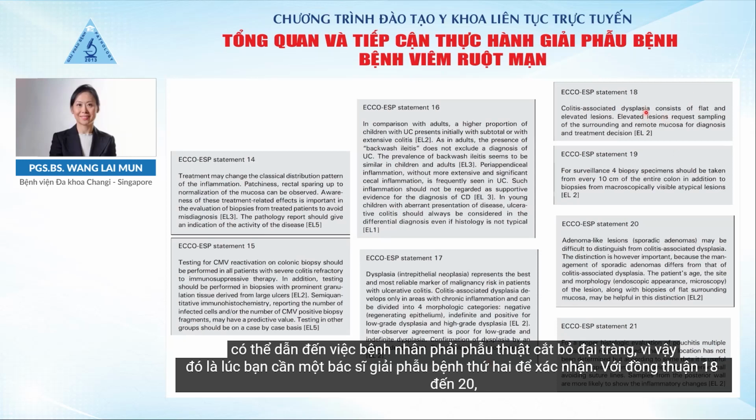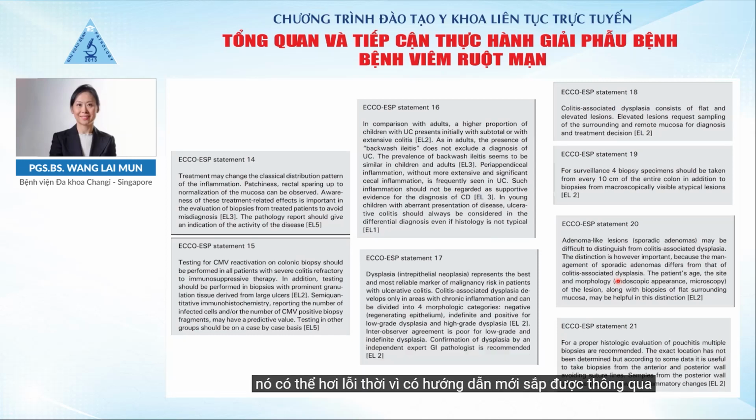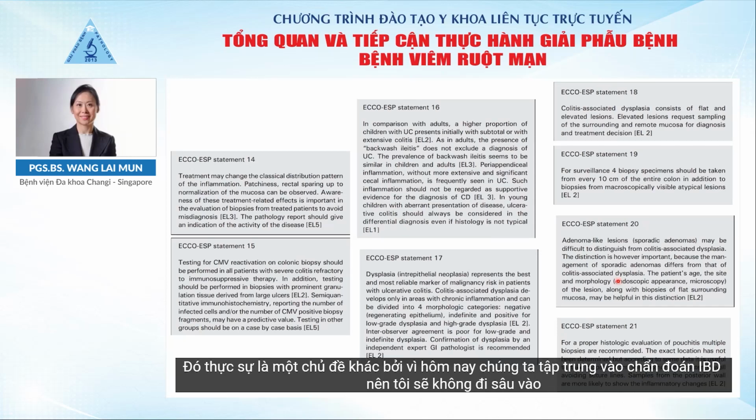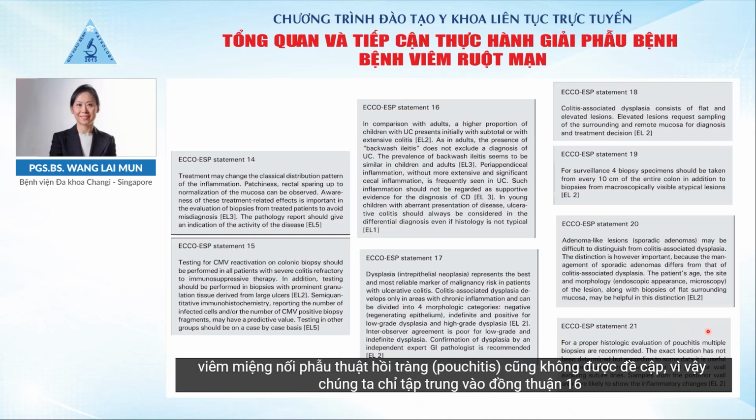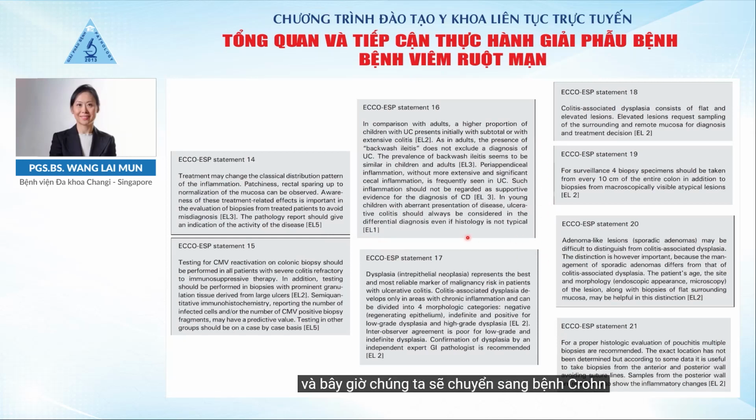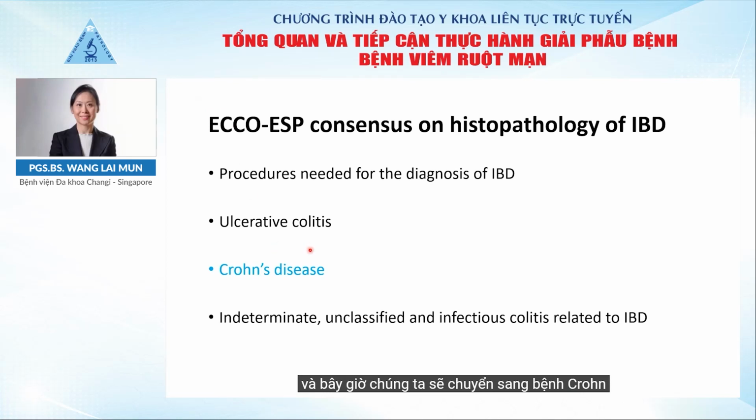As for position statements 18 to 20, they may be slightly out of date now because there are new guidelines coming through. That is another topic because today we are focusing on the diagnosis of IBD, so I won't go into details. And position statement 21 covers the scoring and situations of pouchitis, so that won't be covered as well. So we should just focus today up to statement 16, and now we shall move on to Crohn's disease.